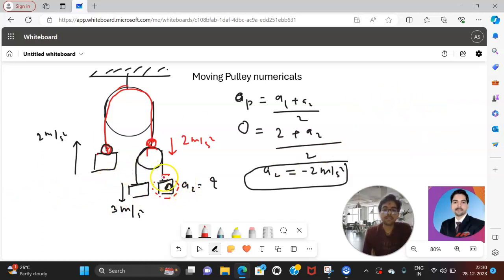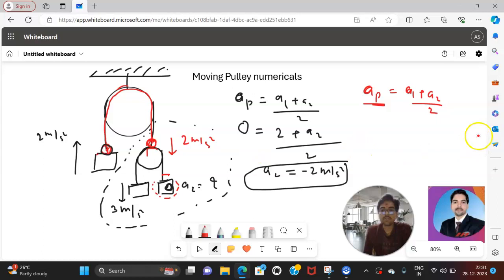Now I want to know the acceleration of this block. Simply I will again apply this formula for this. Can you see? Now I apply the same formula again for this moving pulley. AP equal A1 plus A2 by 2. So see here, AP is how much? The acceleration of this pulley, it is going down. So you will take with sign minus 2 into 2 equal A1. This is going down, so minus 3.